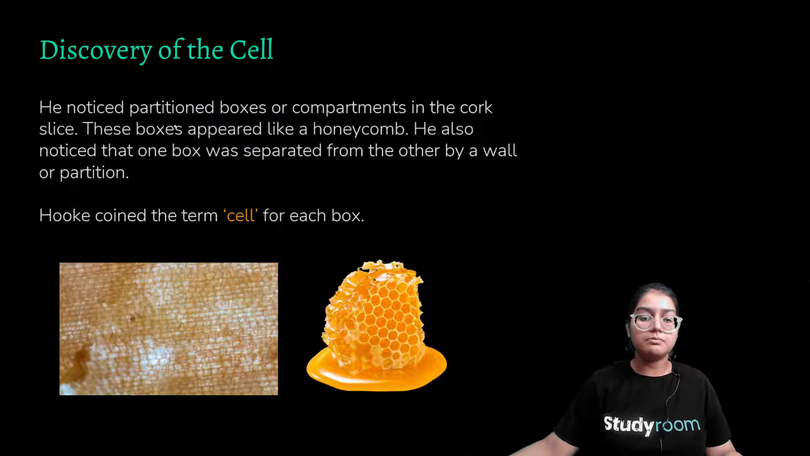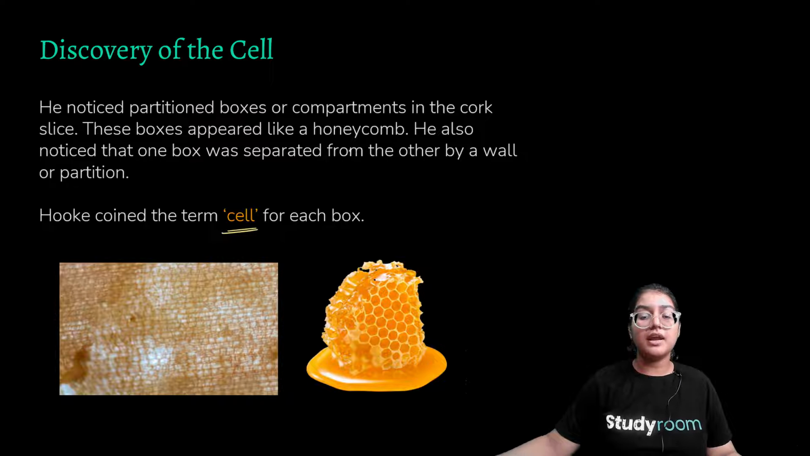He noticed partition boxes or compartments in the cork slides. So he saw that in that particular cork, he could see the compartments or the boxes. So he named those boxes or compartments a cell. So here you can see a cork, and you can see different sorts of circular structures in it. You cannot count them, it's infinite here, there are many cells.